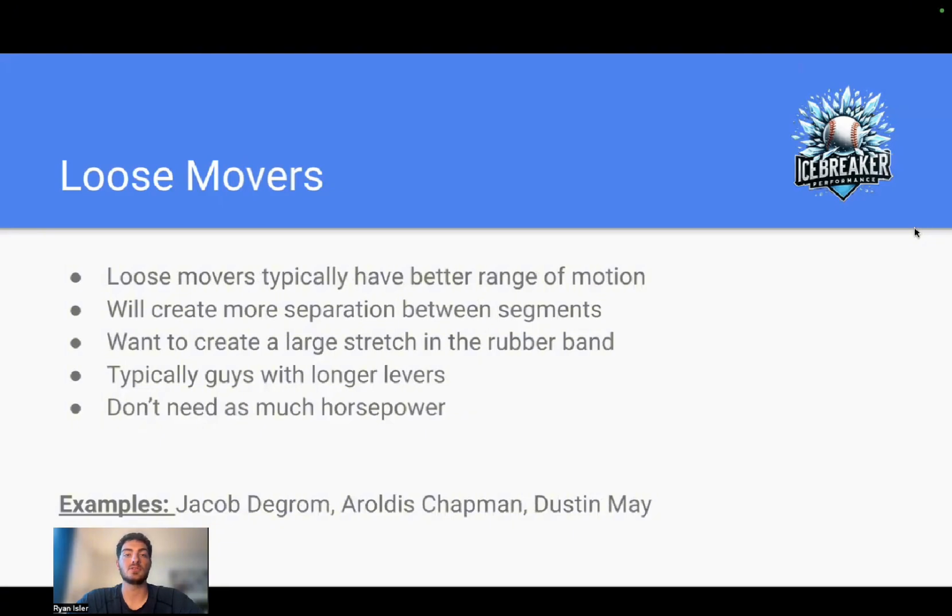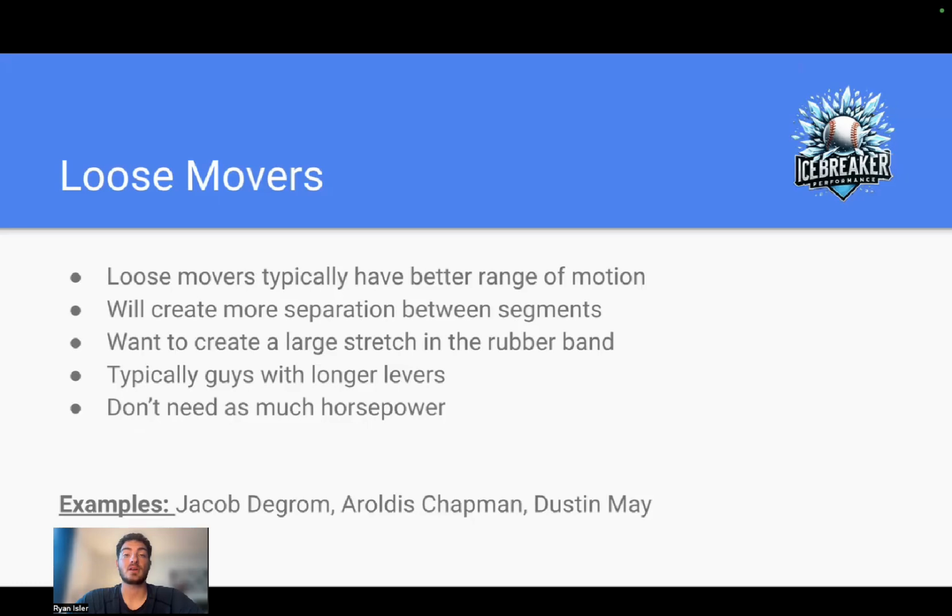Now, moving on to loose movers. So this is going to be a little bit less about the delivery, but instead it's how your body actually operates. So loose movers typically have a better range of motion, right? They're kind of those hypermobile guys. They're able to get into deep positions, and because of that, they're able to accelerate certain parts of the chain faster than other people, right? So these loose movers are typically going to create more separation between each segment of the delivery, right? So that would be hip shoulder separation or hip torso separation and then torso and arm separation.